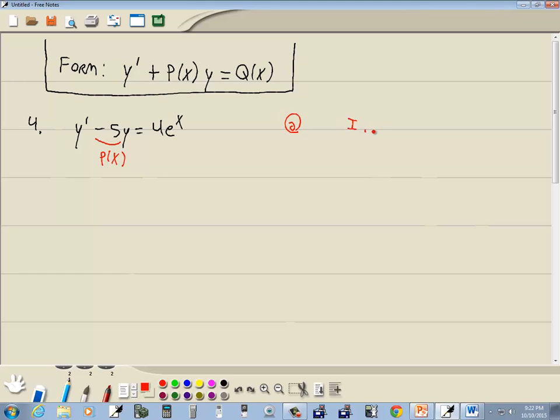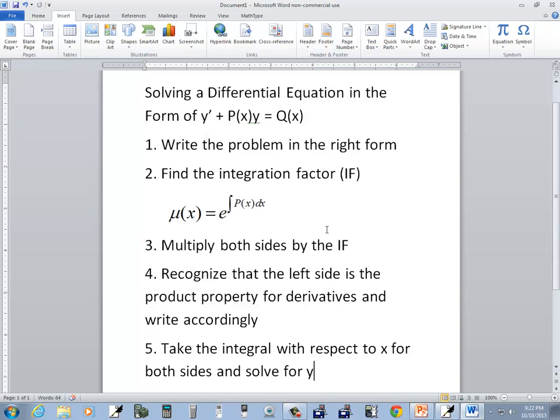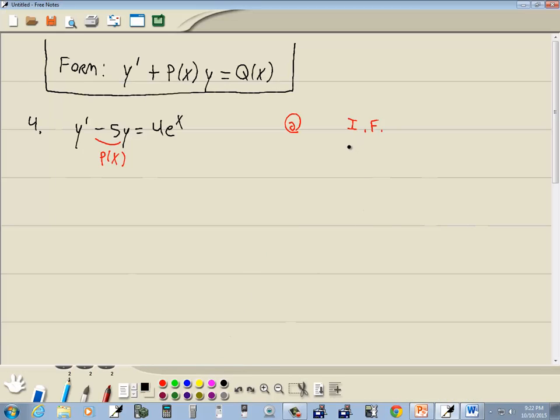Step 2 is to find our integration factor. So mu of x is going to equal e to the power of the integral of p of x dx, which is e to the integral of negative 5 dx. And remember, when you just have a number like that, you add an x onto it. So that becomes e to the negative 5x.